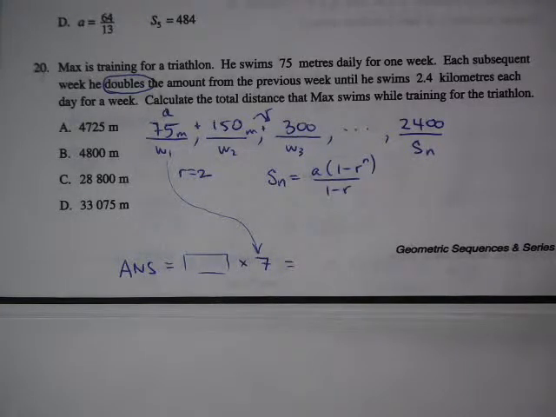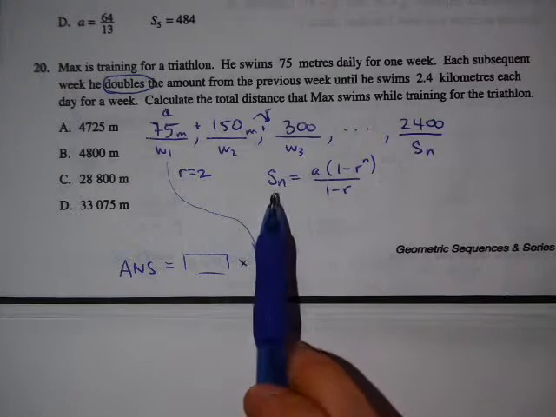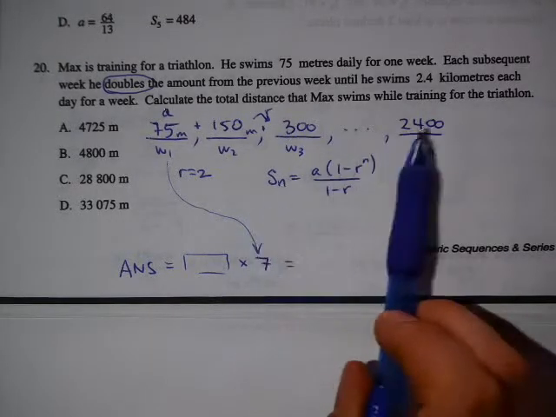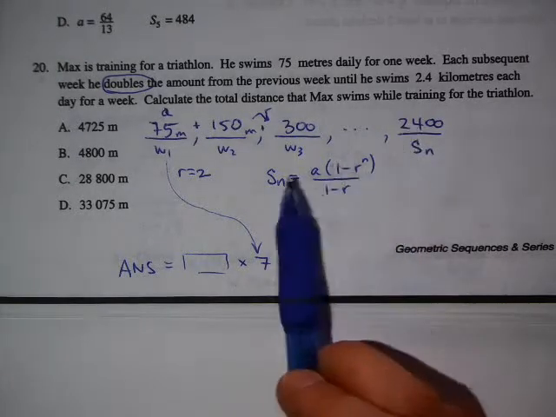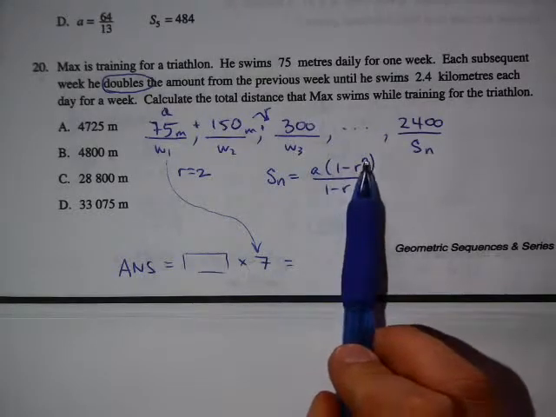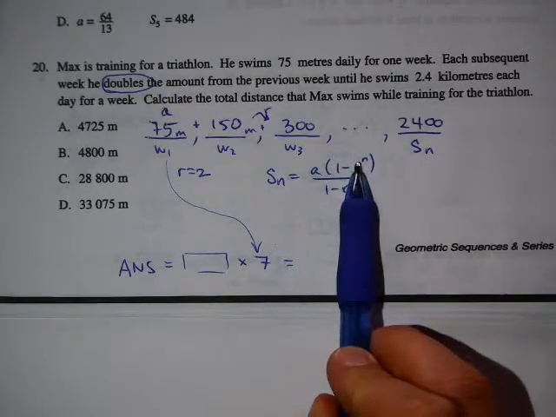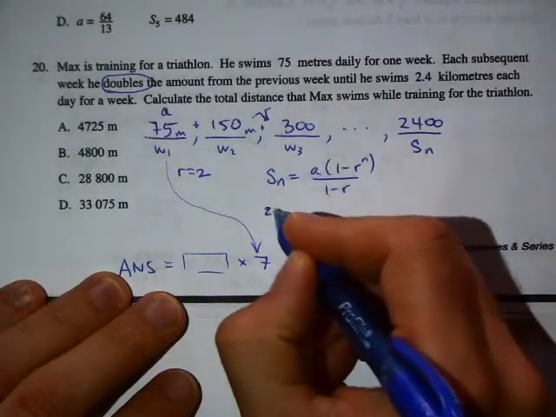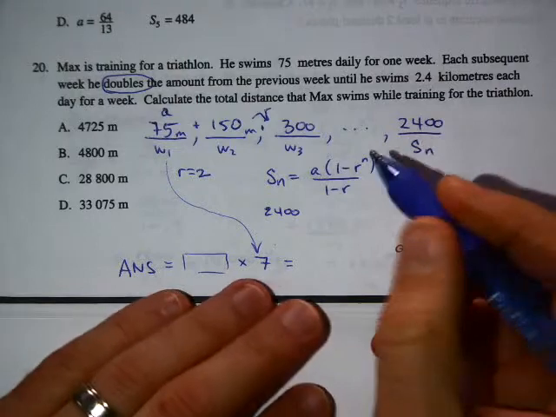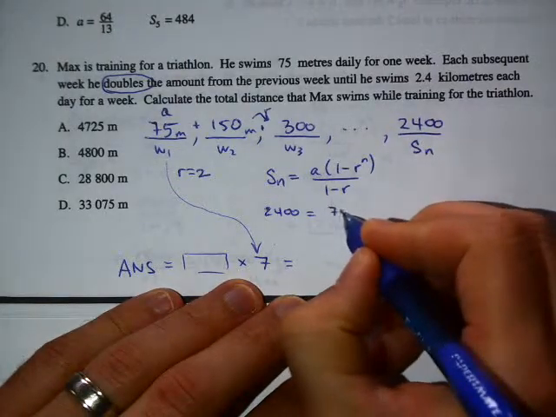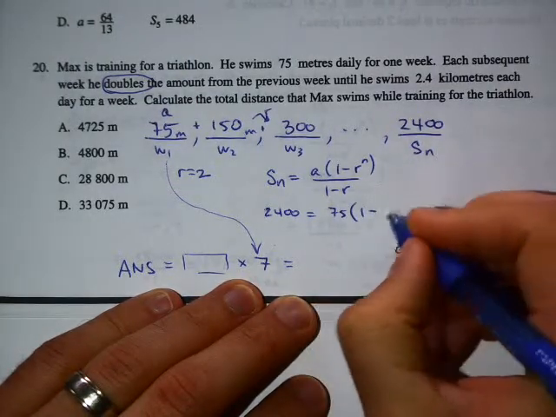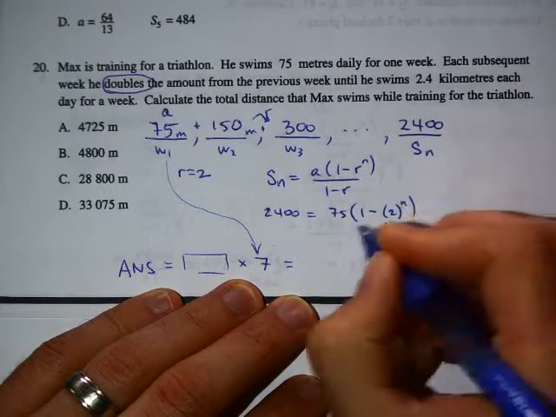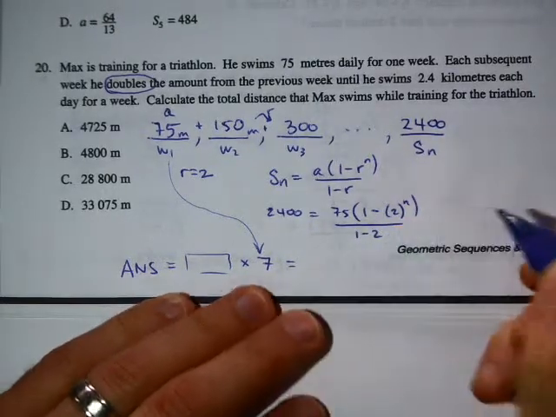What are we missing from this, just quickly, this series formula? Do we have Sn? We actually do. It's 2,400. It's our last spot. a is 75. All we're missing is n. So we're going to need to use some algebra here, possibly logs, because n is in our exponent. So let's go do that. 2,400 equals a was 75, 1 minus r to the n, and on the bottom, 1 minus 2.